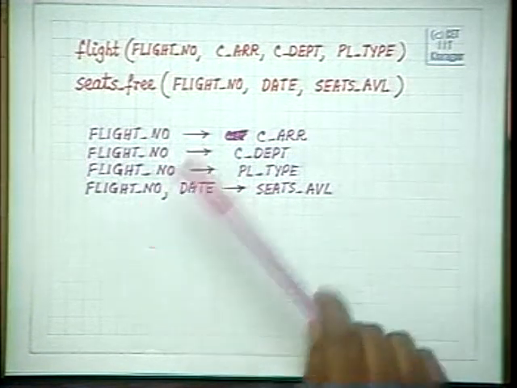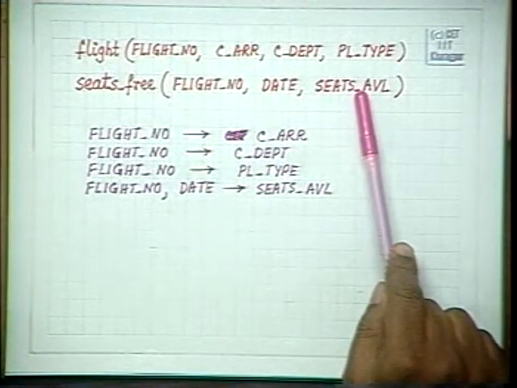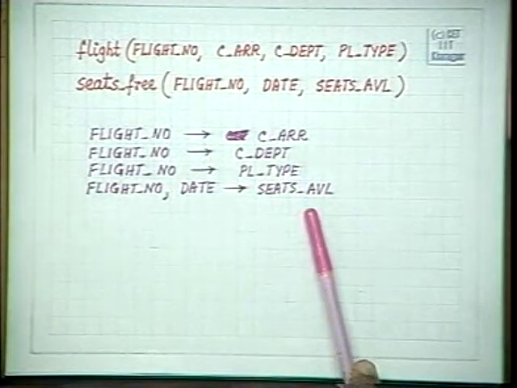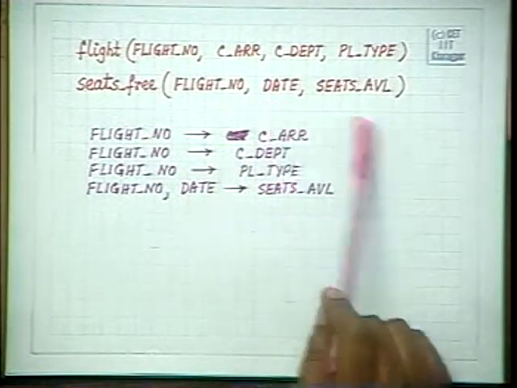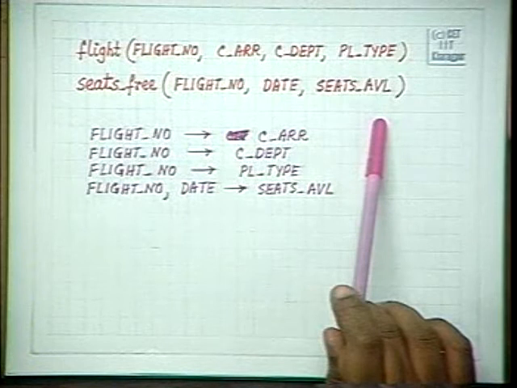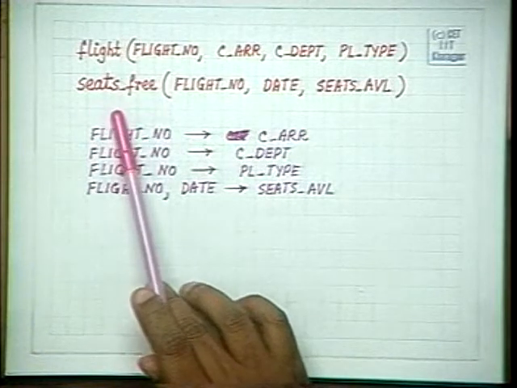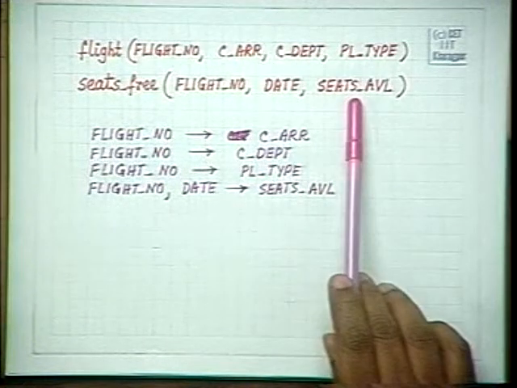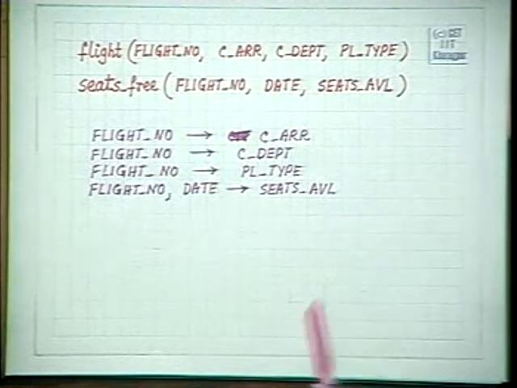On the other hand, if this is the seat number, that is not the number of seats, it gives you which seat is available, then this relationship will not hold. For example, this says flight number C119 on date 12/3/37, seat number 35 is available. You will also have C119 on that date, seat number 36 is available. So, it depends on what seats free defines. If seats free defines the number of seats available, then this is fine. If seats free defines which seat is available, then this is not a functional dependency which has to be put in.